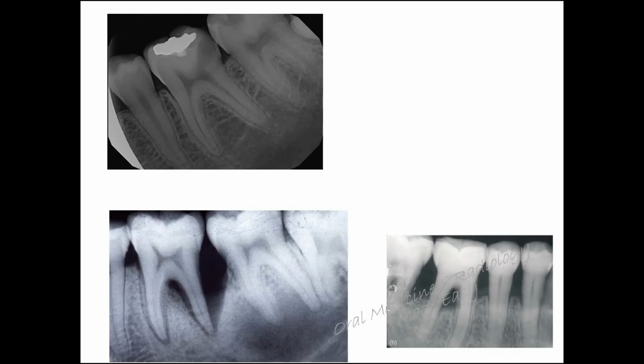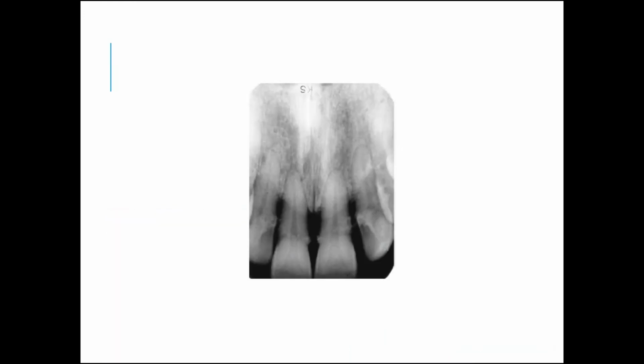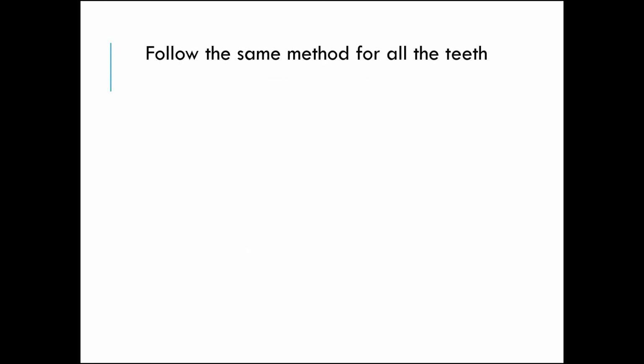Here we can see the normal interdental region. There is vertical bone loss, there is involvement of the furcation, there is horizontal bone loss and presence of radio-opaque deposits or the calculus deposits. So, once we have completed interpreting all the aspects of a tooth, follow the same method for the rest of the teeth.